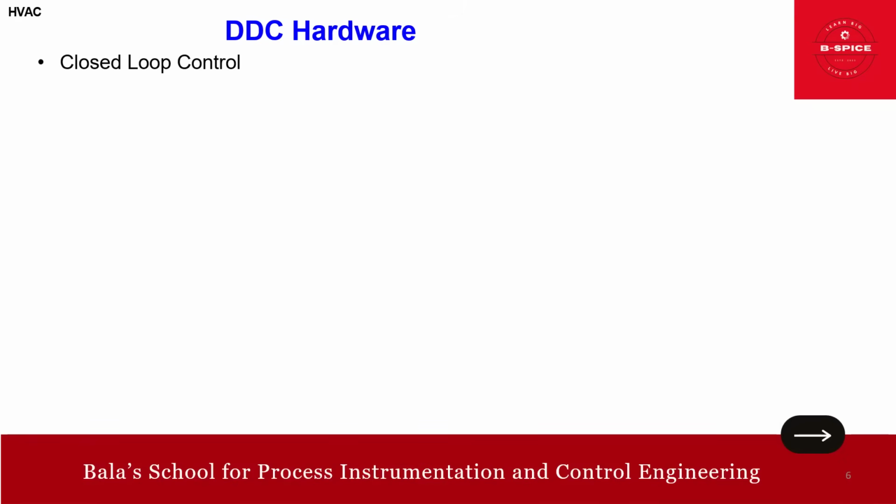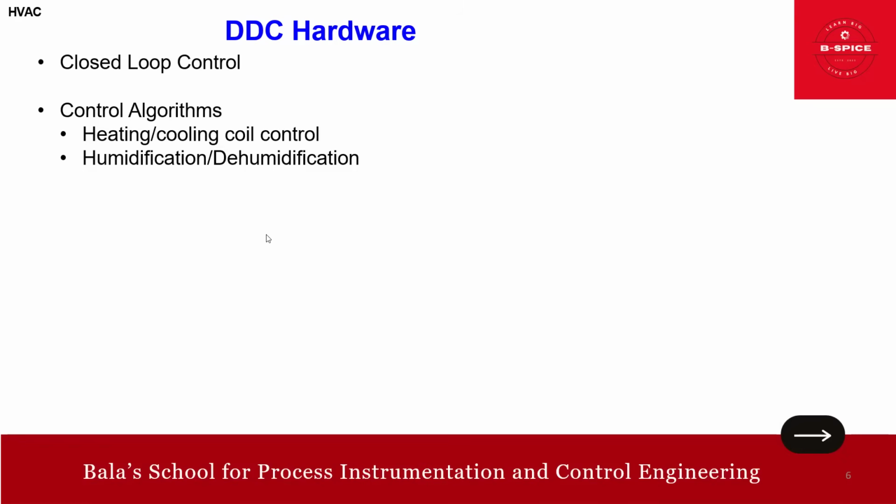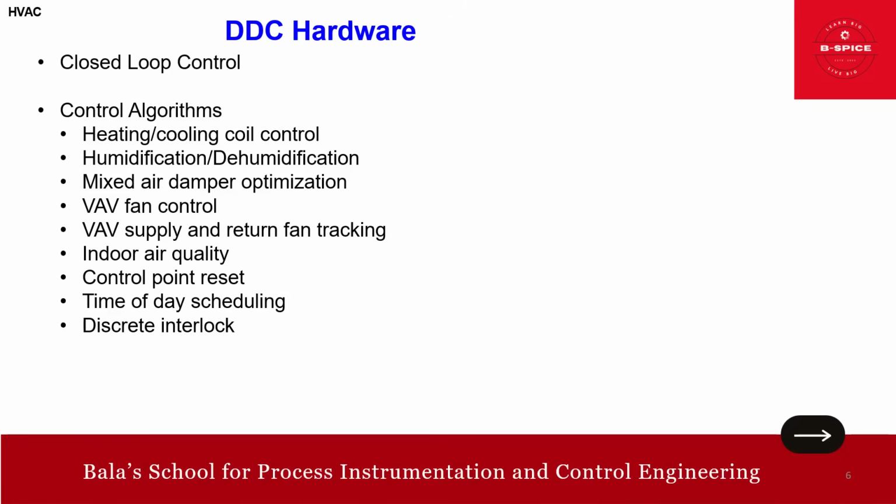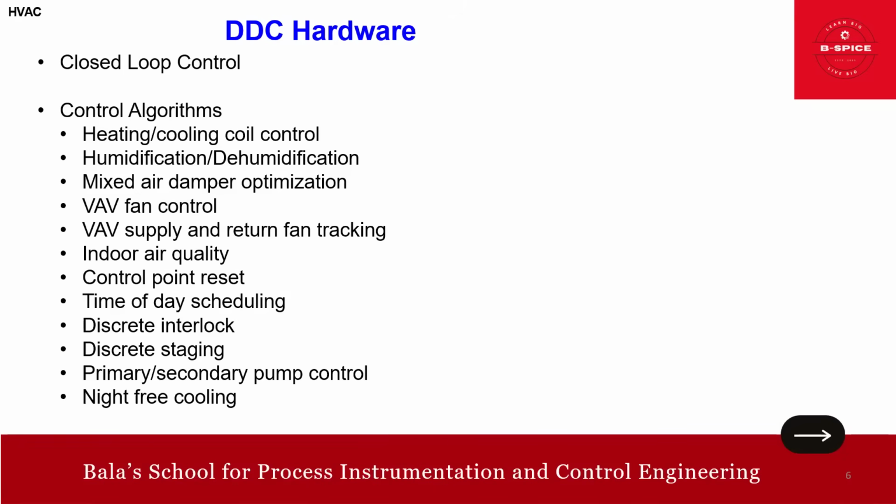Of course, you know better. But the main point I want to update here is what control algorithms are inbuilt. There are many control algorithms inbuilt here. One is the heating and cooling coil controller. Friends, we are talking about HVAC, right? So DDC for HVAC, these are the typical ones. We have heating and cooling coil control, humidification, dehumidification, mixed air damper optimization, VAV fan control, VAV supply and fan tracking, indoor air quality and control point reset, time of day scheduling, discrete interlock. These are some of the typical control algorithms. Few more: discrete staging, primary and secondary pump control, and also night free cooling and permissive interlock.